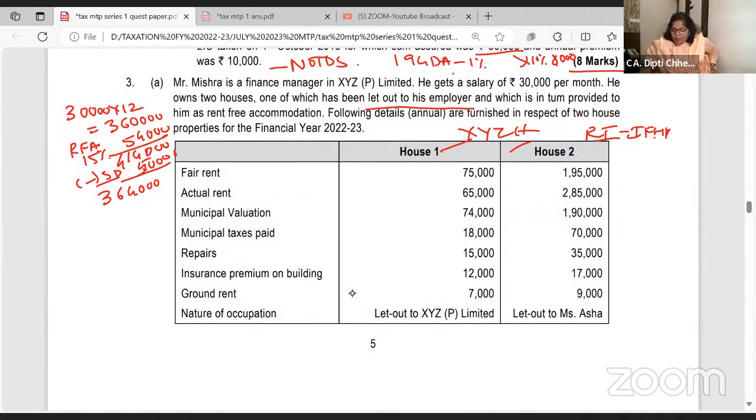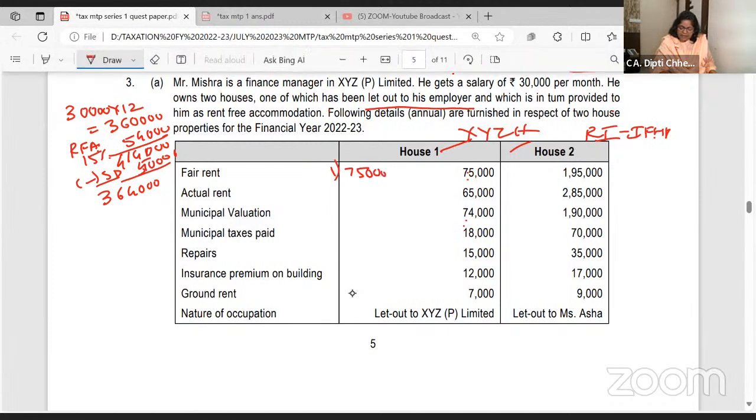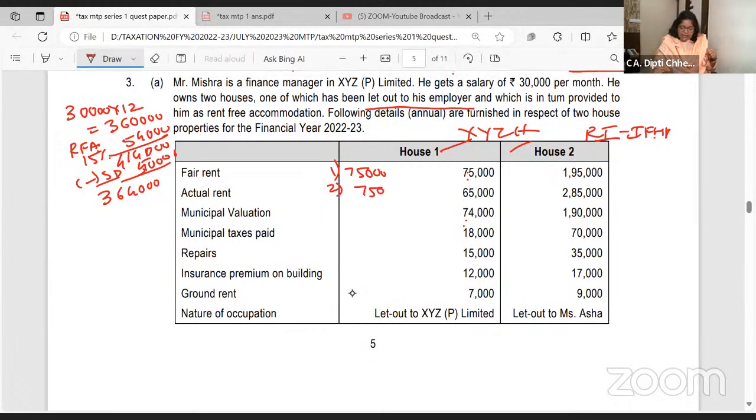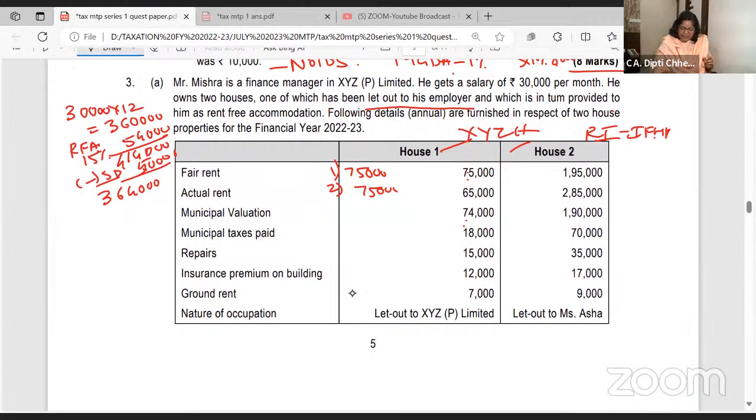First, both the properties are let out. While deriving GAV, I am revising the concept. Fair rent or municipal value, whichever is higher. So 75 or 74, whichever is higher. This is my step one. 75. That or standard rent, whichever is lower. Standard rent is not given, so take 75. That or actual rent.